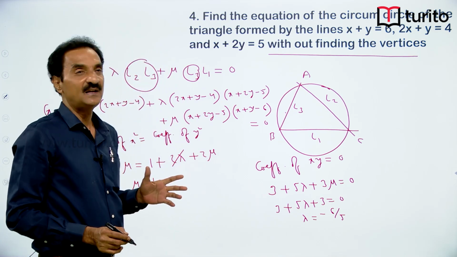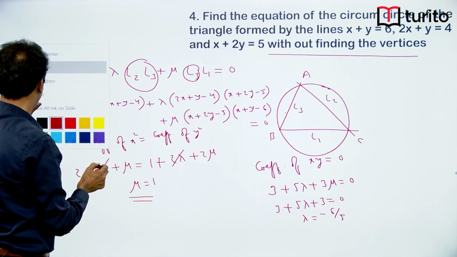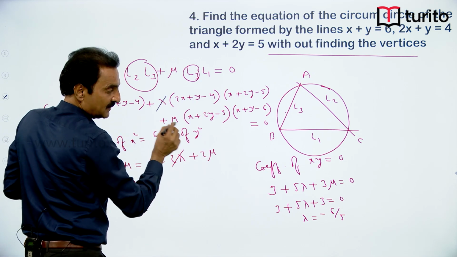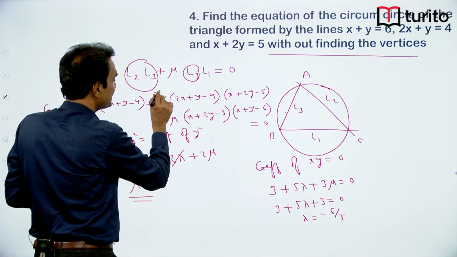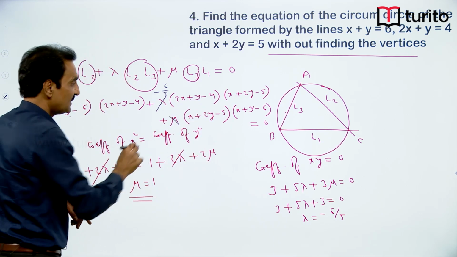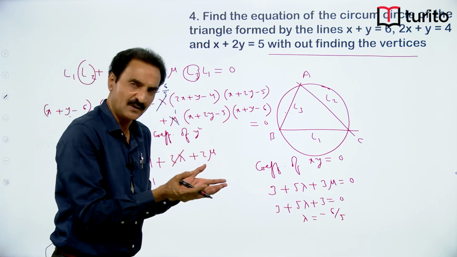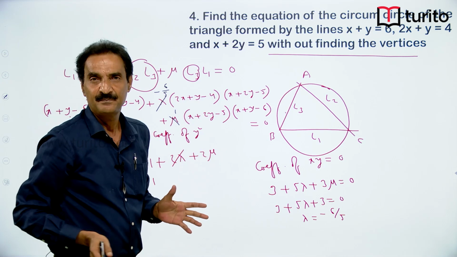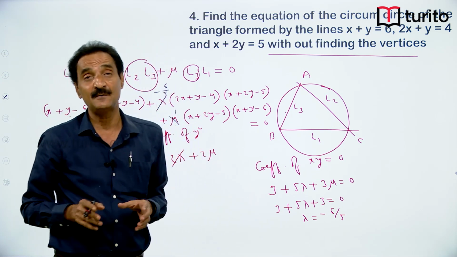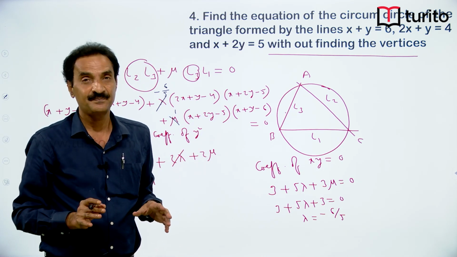So, the equation of the circle is, by substituting lambda and mu, here lambda minus 6 by 5, here I will substitute 1. So, this is the equation of the circle. If you want to simplify, you can multiply and simplify. Okay. So, this is the method of finding the circumcircle of a triangle when the equations of the sides are given. Do not find vertices.